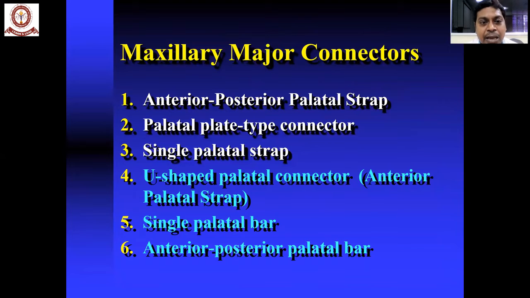Now the maxillary major connector. We are going to see the maxillary major connectors one by one. Before classifying, there are different types of maxillary major connector: the anterior posterior palatal strap, palatal plate type connector, single palatal strap, U-shaped palatal connector, anterior palatal strap, single palatal strap, and anterior posterior palatal bar.